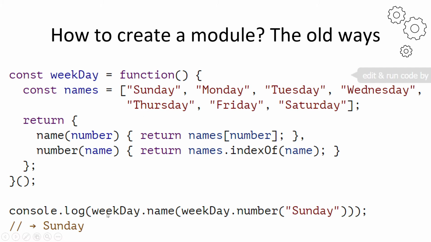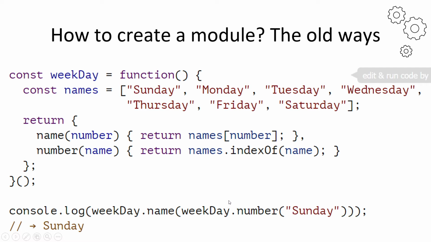And let's take a look at how it is used. So we have weekday.number, that is the second function. So Sunday is passed into this function, right? Let's take a look at the detail. So if it's a name for number, it would be used to find the index in the array of names, right? That means we would get 0 because Sunday is the first one in the array, right?